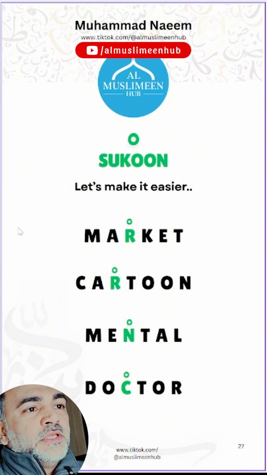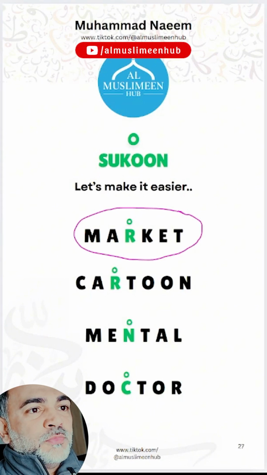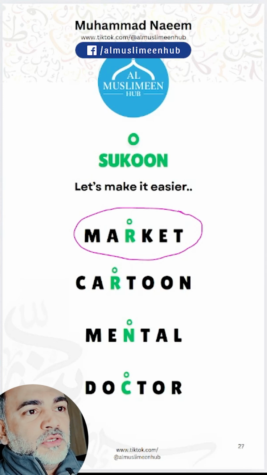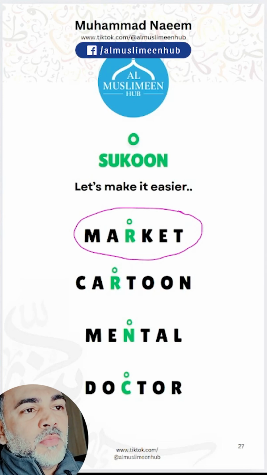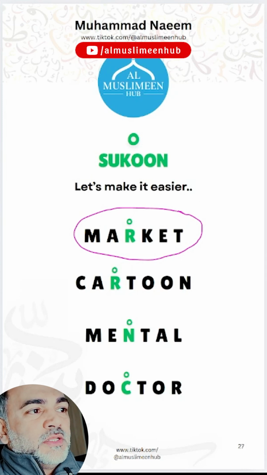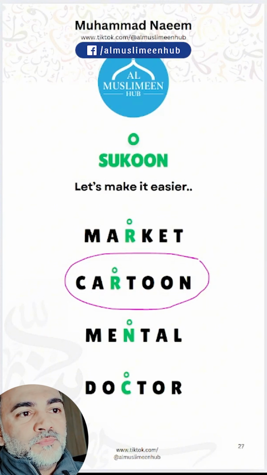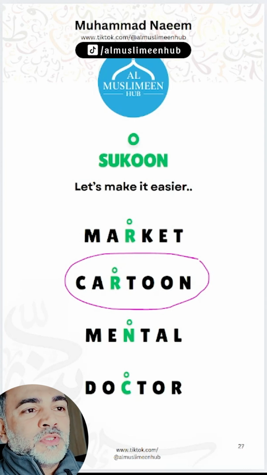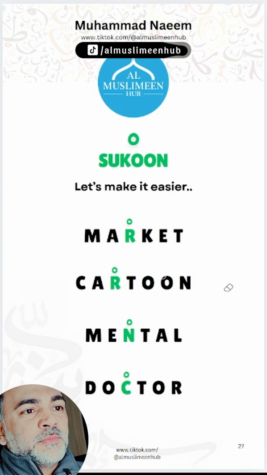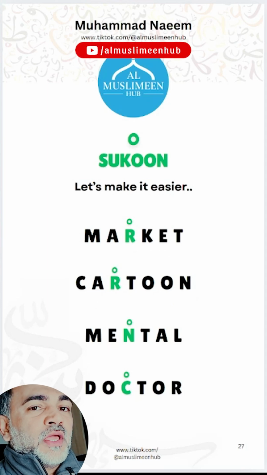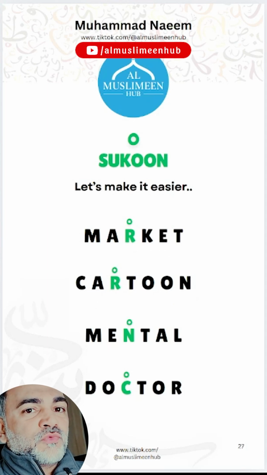For instance, here in this word market. Before you complete the word market, you pause for a while on R, market. What is happening here is the letter R is having sukoon on it. Similarly, cartoon. Before you finish the whole word cartoon, you pause for a while on car. So on R is resting sukoon. That's exactly how it happens when you put sukoon on top of an Arabic alphabet. You need to pause there for a while before you continue to the completion of the word.